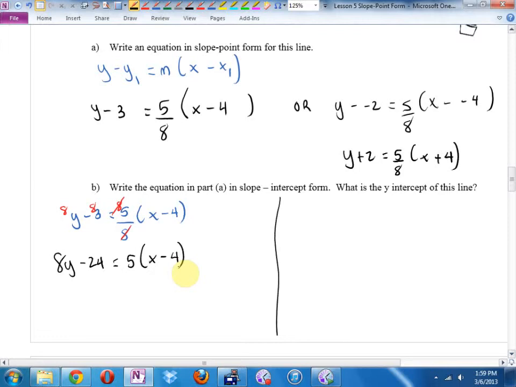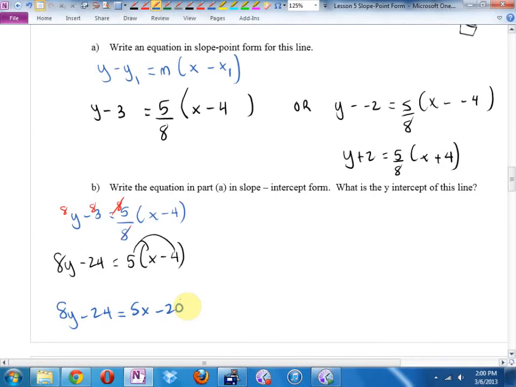Now what? Feldstad, we've done fractions. What did the E stand for? Do you remember? Expand the brackets. So we're going to go chunk, chunk. When we do that, we're going to get 8y minus 24 equals 5x minus 20. Now what?